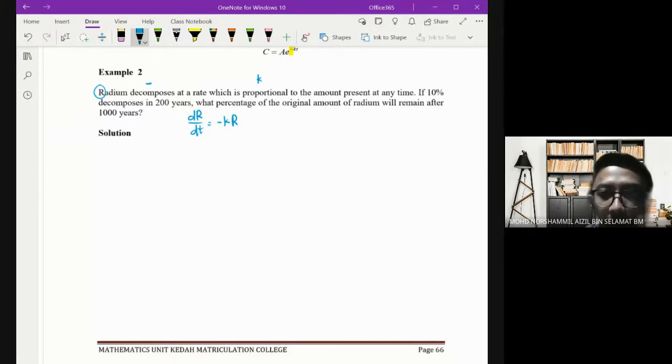If 10% decompose in 200 years, maksudnya 10% decompose. Maksudnya first condition is when T equals to 200. So dia punya R jadi apa? What happened to R? Dia decompose 10% dalam masa tu. Maksudnya your R will be 90% lah, betul tak?